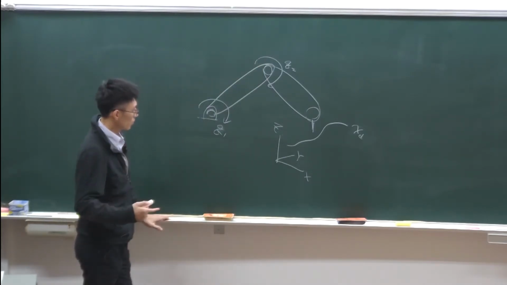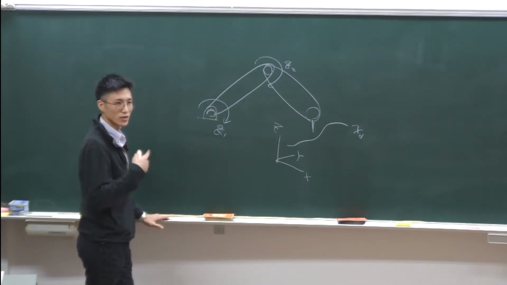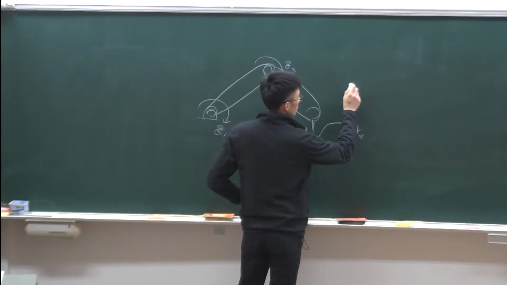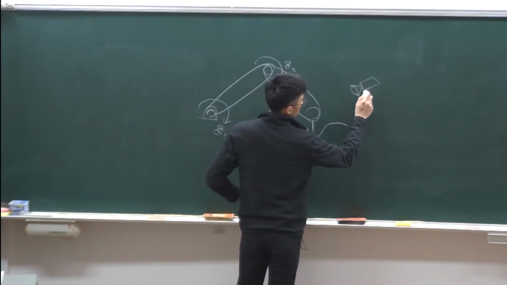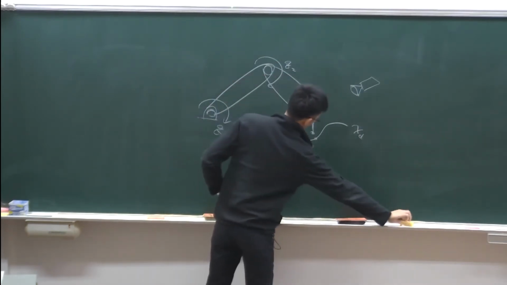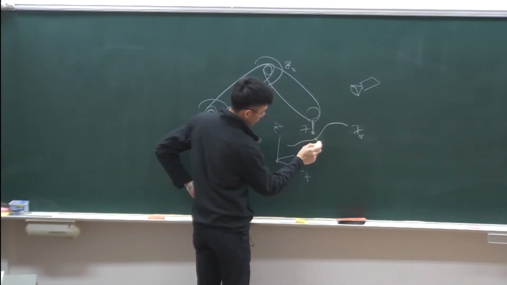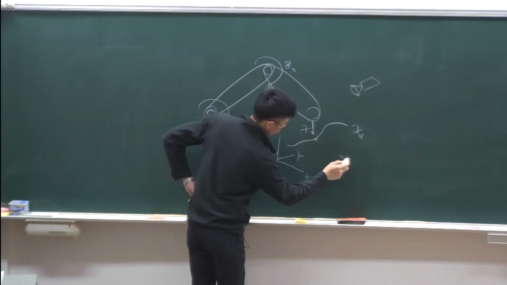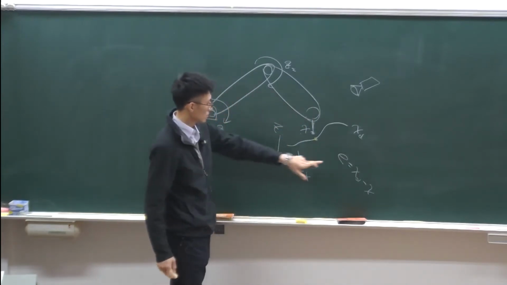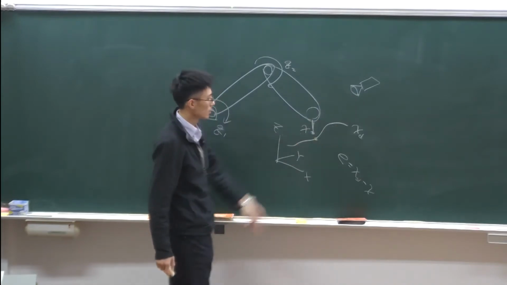This is what you can control, right? But usually the sensor to measure the tracking error is a camera, right? The camera observes the difference between the two. This is x and this is xd. So the tracking error is xd minus x, and it is observed by the camera, right?